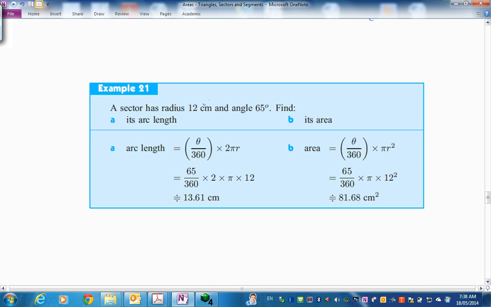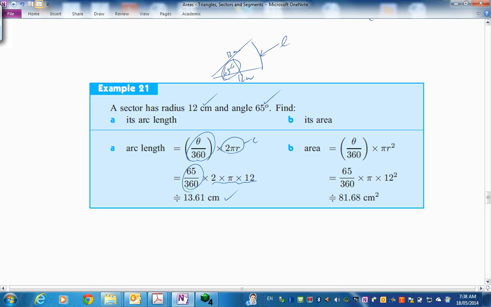Okay, a sector has a radius of 12 centimetres and an angle of 65. What does it look like? Okay, it looks like this. And this is 12. Find its arc length. Okay, we want its arc length, that length. So what fraction of the circle have we got? We've got 65 over 360, there it is. And therefore the arc length is that fraction of the circumference, and therefore it's that fraction of 2 pi r, and there we have it. So we can find that.